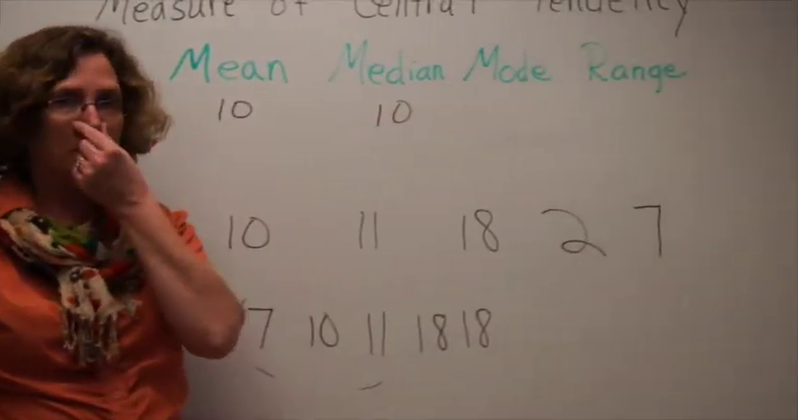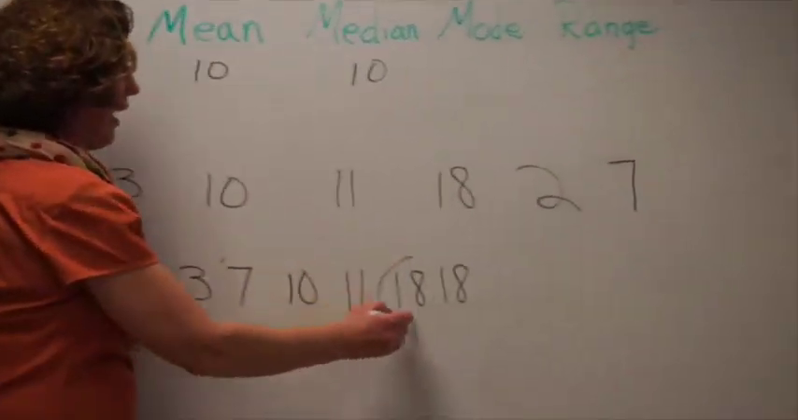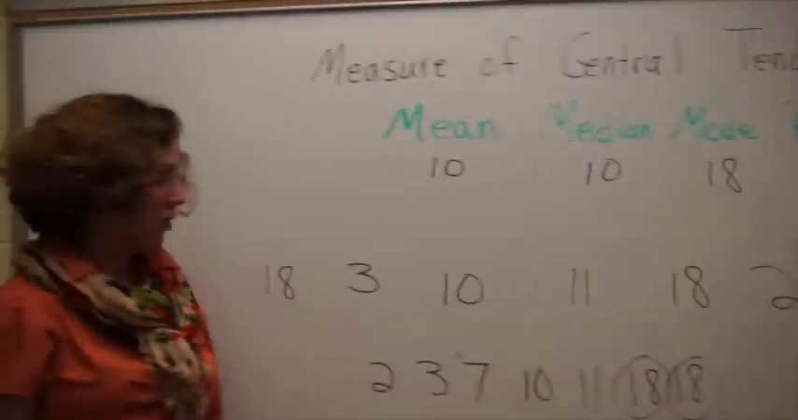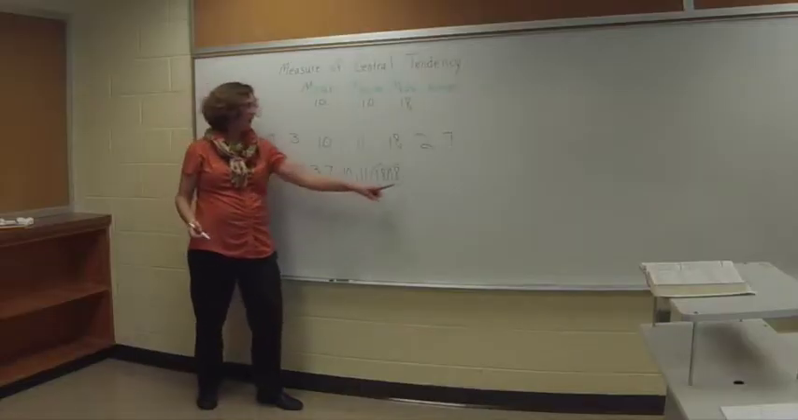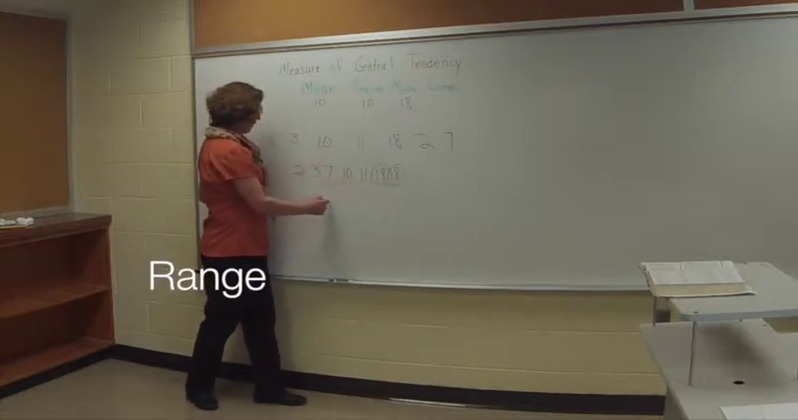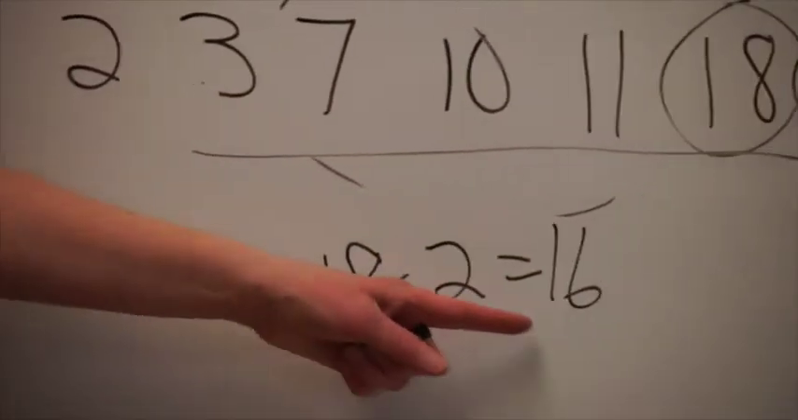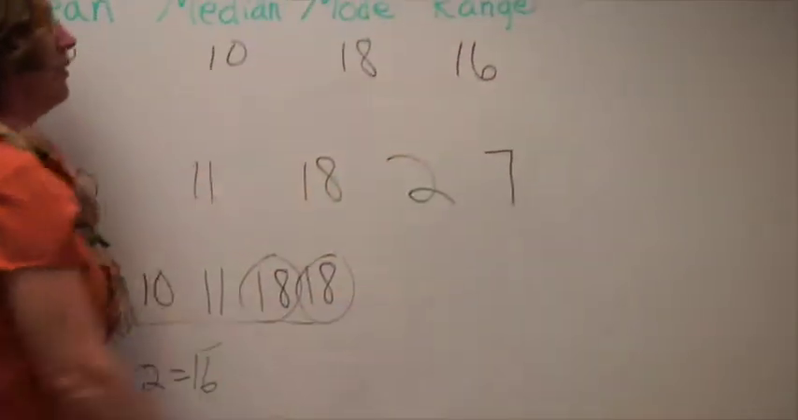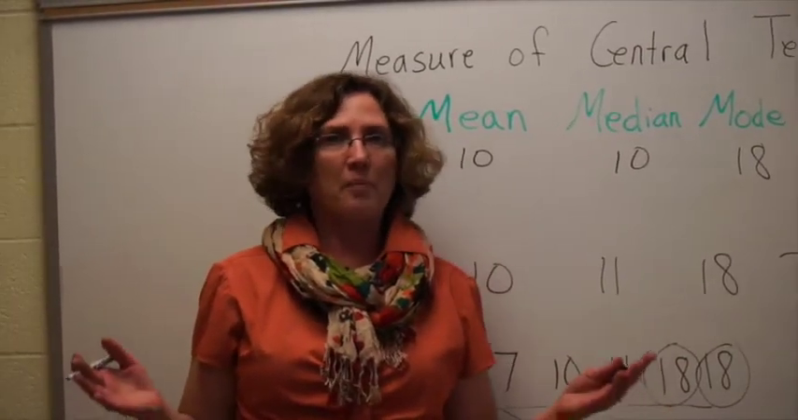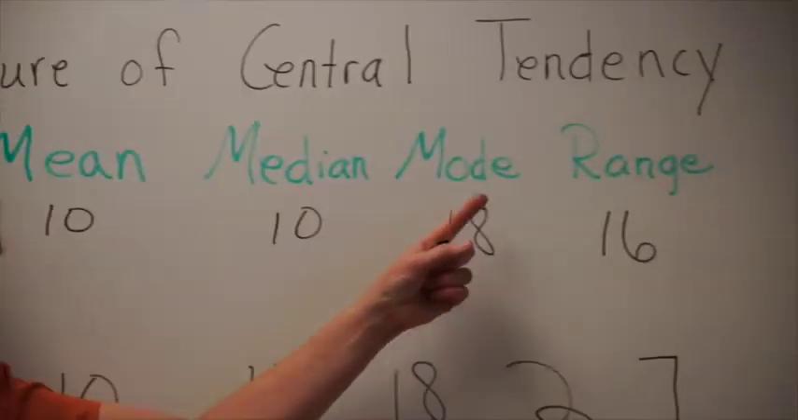Now the mode, most often. Which number was used most often? 18. So that's the mode. And the range, you're taking the smallest number and the largest number and finding the distance between them. By subtraction, we can find the distance between those two. The range is 16. Now, you understand 4 of the measures of central tendency: mean, median, mode, and range.